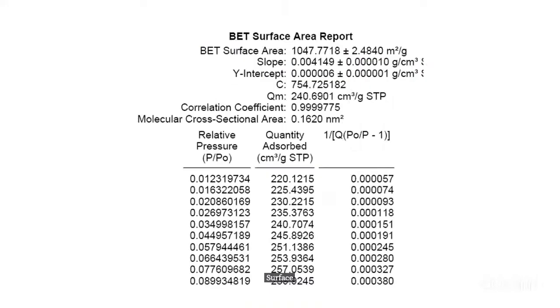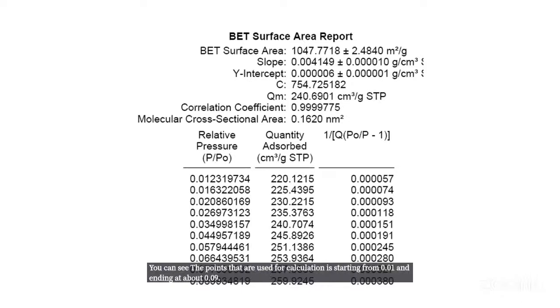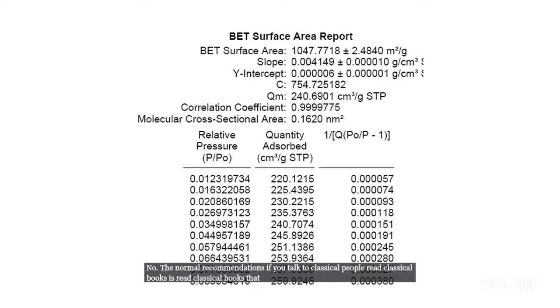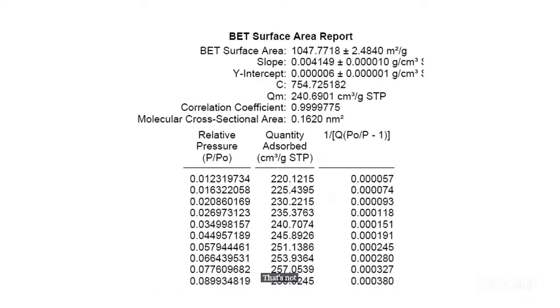Surface area calculations using the BET gives you this. Okay. You can see the points that are used for calculation is starting from 0.01 and ending at about 0.09. Now, the normal recommendations, if you talk to classical people or read classical books, is that BET will be applicable between 0.05 and 0.3, in between those partial pressures. That's not a Bible as far as gas adsorption is concerned. It doesn't apply to all situations.